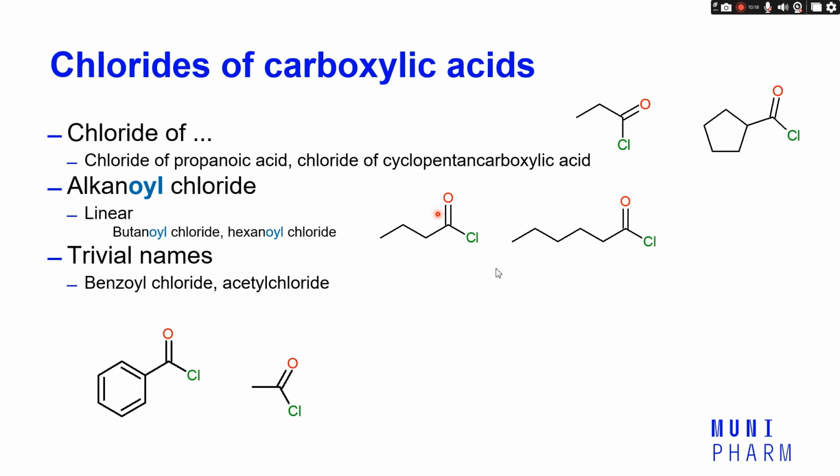The systematic name of this kind of compound uses as the root of the name the principal hydrocarbon, and adds the suffix OYL. It means that this compound, which contains four carbons, is called butanoyl chloride, and this one with six carbons is called hexanoyl chloride. I would also like to mention two trivial names which are widely used in these groups.